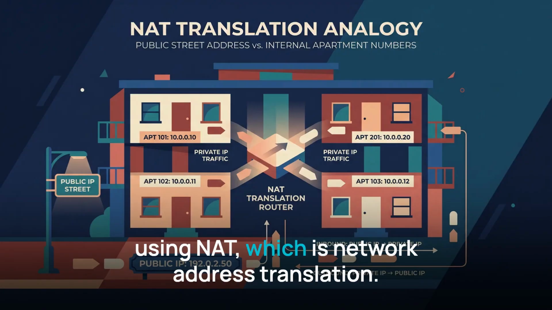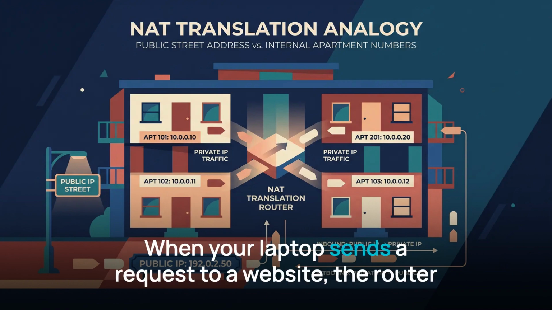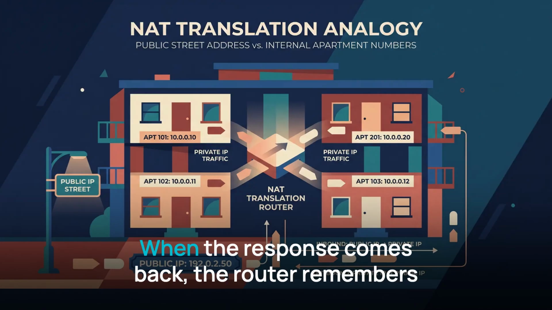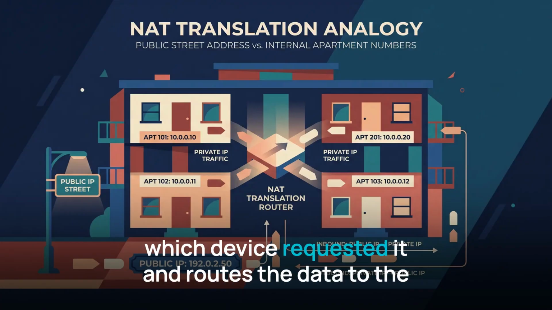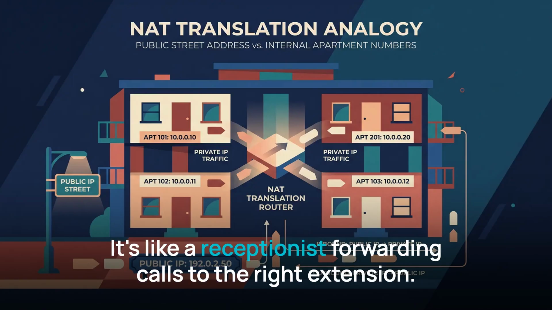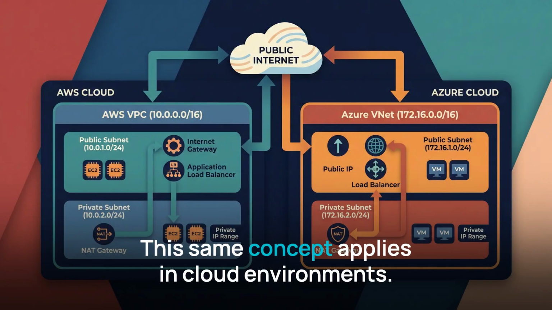Using NAT, which is Network Address Translation, when your laptop sends a request to a website, the router swaps the private IP for the public one before sending it out. When the response comes back, the router remembers which device requested it and routes the data to the correct private IP address. It's like a receptionist forwarding calls to the right extension.